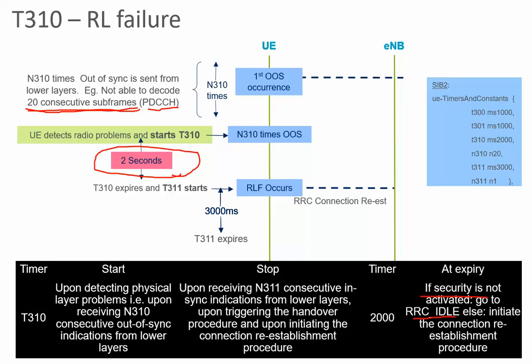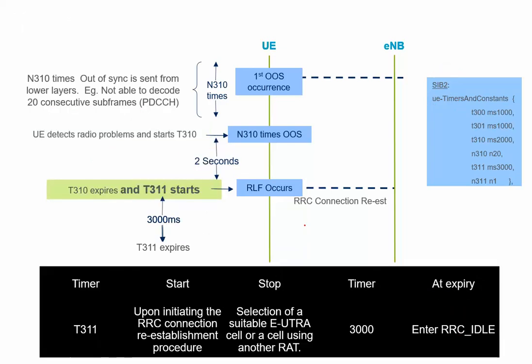So I think you understood these timers. All these timer values are constant values, or the eNodeB sends them within SIB1. We can check what values are defined in the network through SIB2.